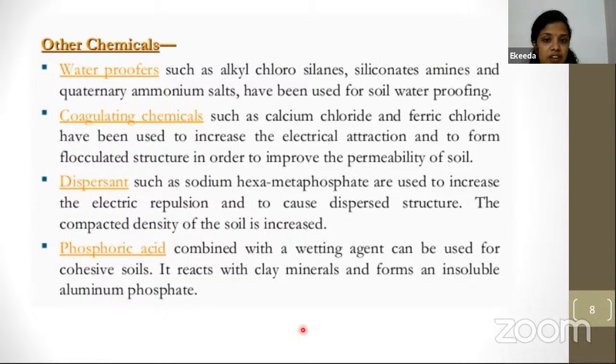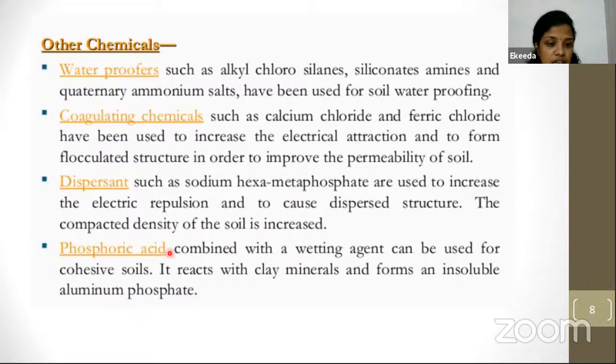Then other chemicals that we have explained, waterproofers such as alkyl chlorosilane, siliconates, amines, ammonium salt have been used for soil waterproofing. Then coagulating chemicals such as calcium chloride, ferric chloride have been used to increase the electrical attraction and to form a flocculated structure in order to improve the permeability of the soil. Then dispersants such as sodium hexametaphosphate are used to increase the electric repulsion and to cause a dispersed structure. The compacted density of the soil is increased.